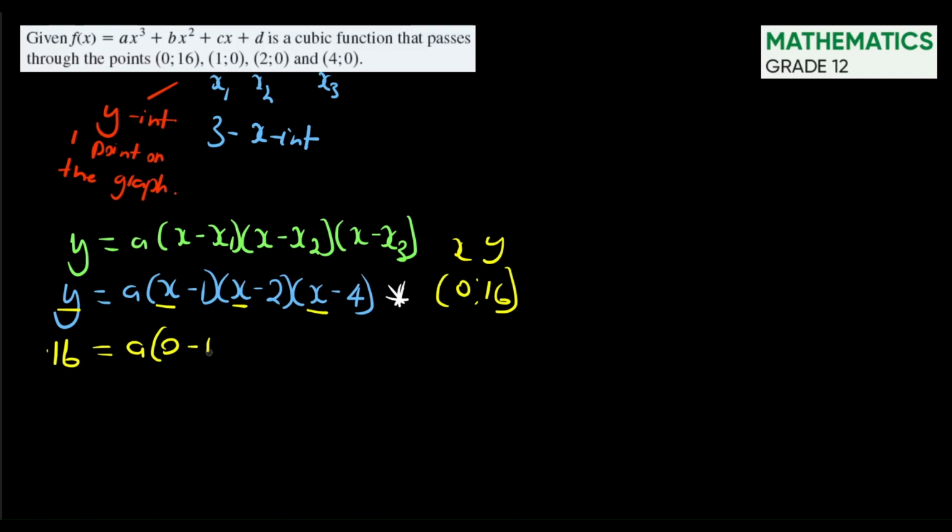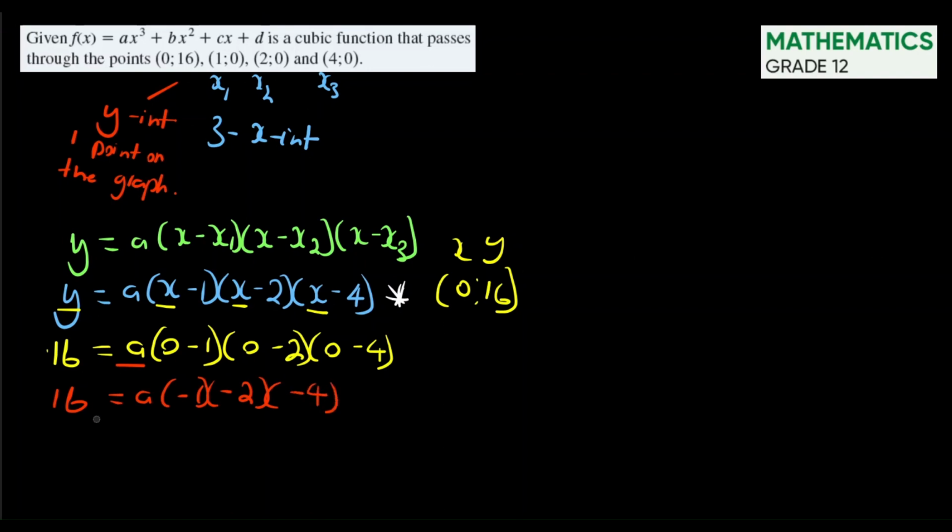So 16 equals a, with x being 0 minus 1, x being 0 minus 2, and x being 0 minus 4. You can see now we've, in a very smart way, been left with a. Now we can solve for a and isolate a. How do we do that? It's 16 equals a times (0 minus 1), which is minus 1, times (0 minus 2), which is minus 2, times (0 minus 4), which is minus 4. We have 3 variables: negative, negative, and negative. So we know that we're going to have a negative.